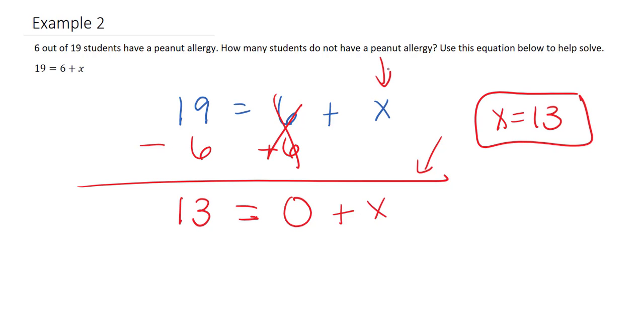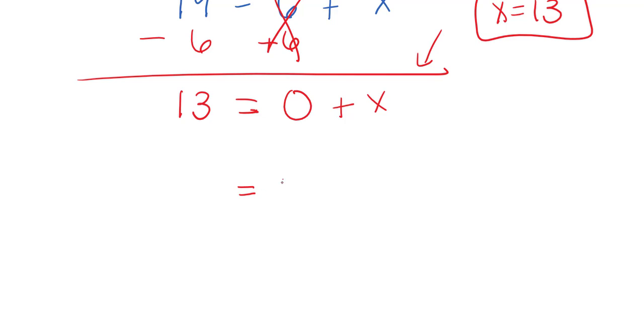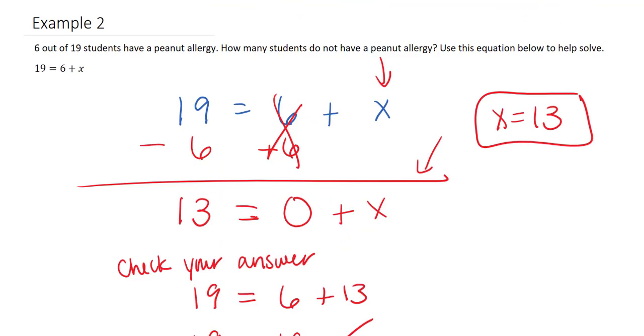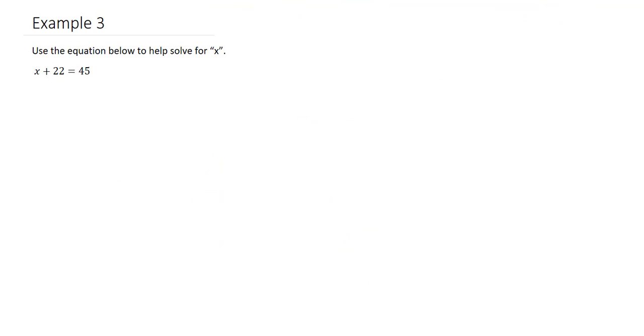If we were to plug that in, 6 plus 13 is equal to 19, so this checks out. This is how we can check our answers. Now let's do one final example. Example 3, we're going to use the equation below to help us solve for x.